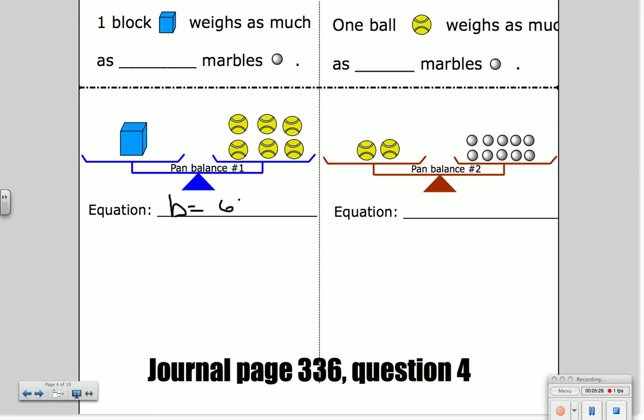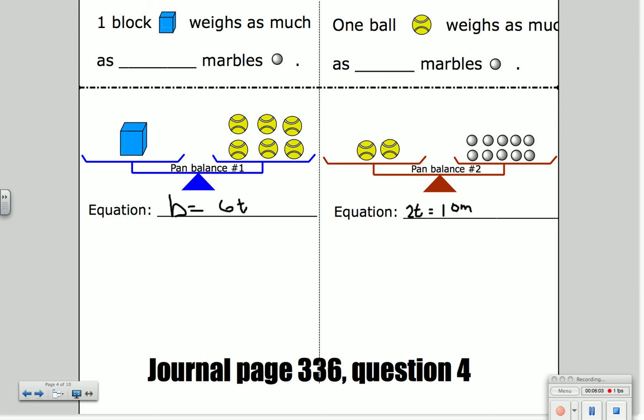Ooh, I'm going to put T for tennis balls. So one block equals 6 tennis balls. And this equation, equation 2, shows us that 2 tennis balls equals the same thing as 2, 4, 6, 8, 10 marbles. Okay? Now, again, here comes the tricky part. This one, pan balance 1 looks like it would be the easier equation to work with, but it's not, because we need to figure out how much one block weighs in terms of marbles, not in terms of tennis balls.